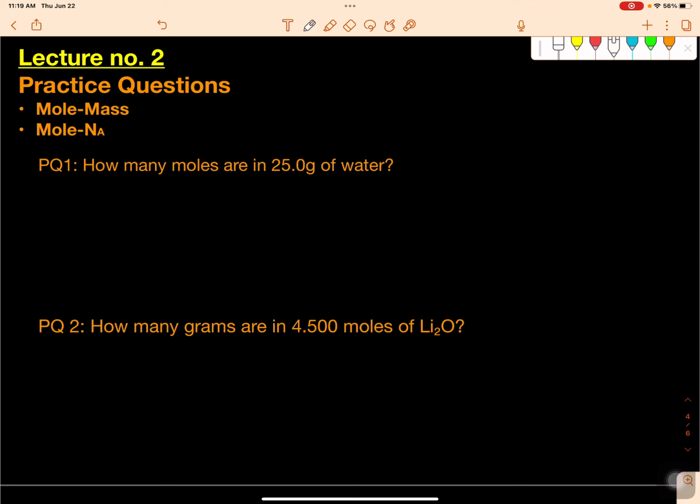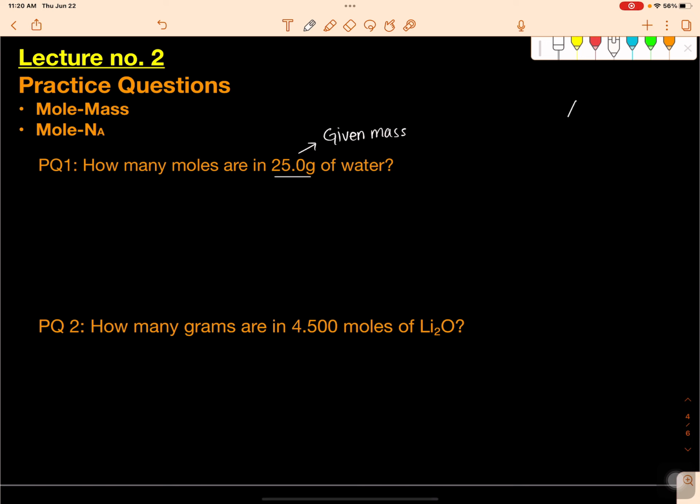In today's lecture number 2, we are going to practice questions which are based on the concept we have learned in lecture number 1. Let's get started. How many moles are in 25 grams of water? These 25 grams are the given mass. So they have given us the mass.